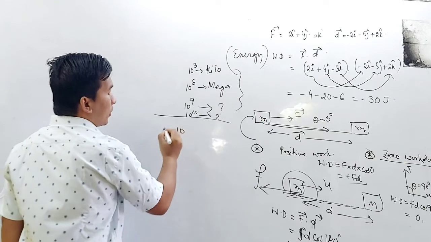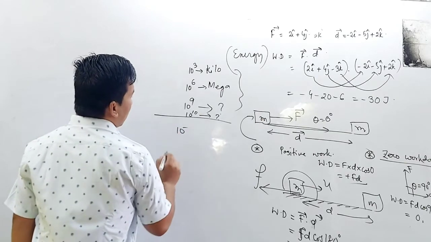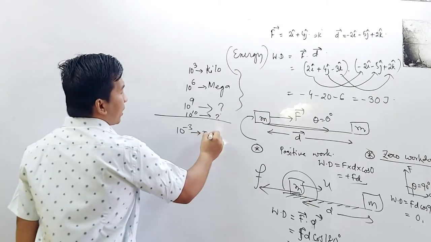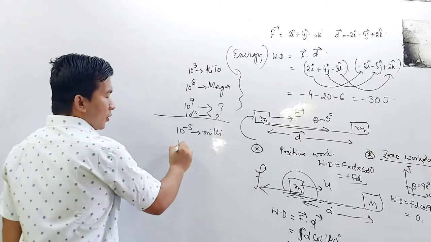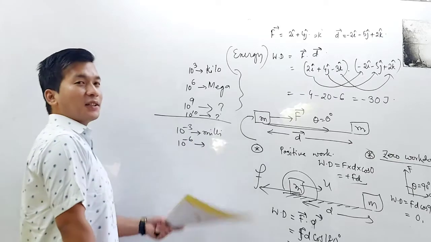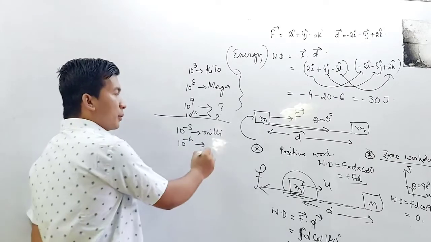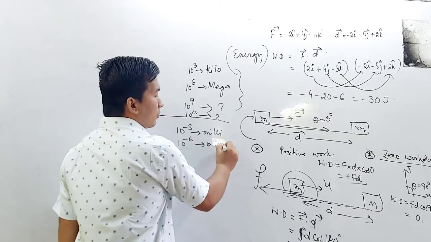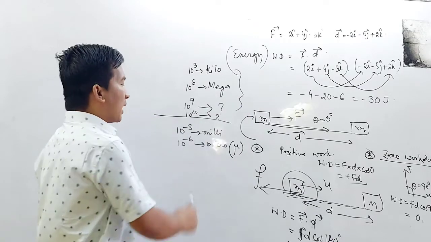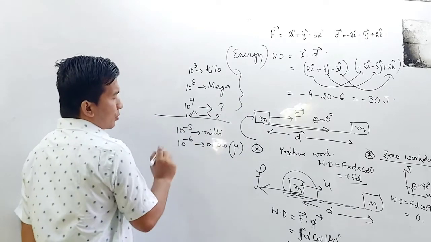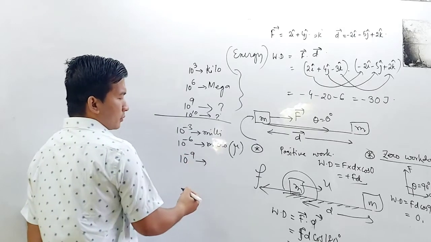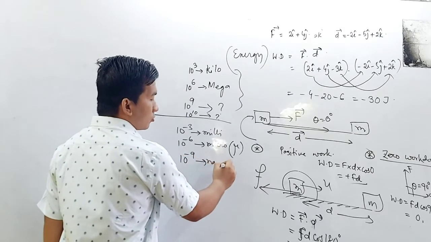Minus of 10 to the power, 10 to the power minus 3 is known as milli. 10 to the power minus 6 will be known as micro, and I write micro. 10 to the power minus 9 will be your nano.